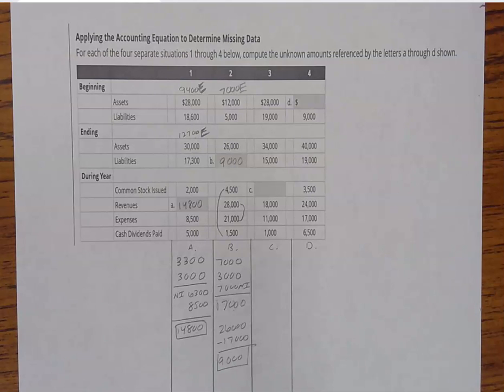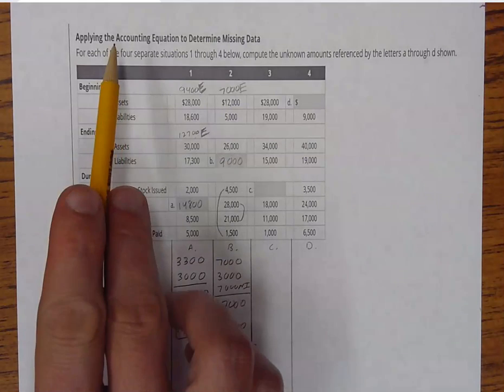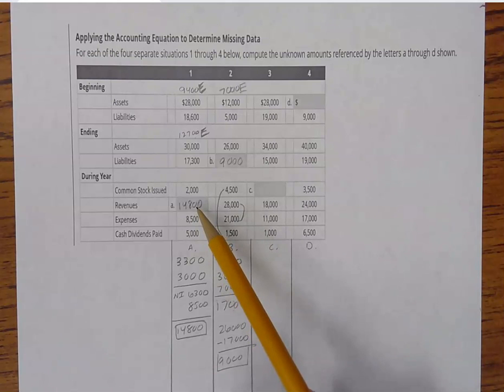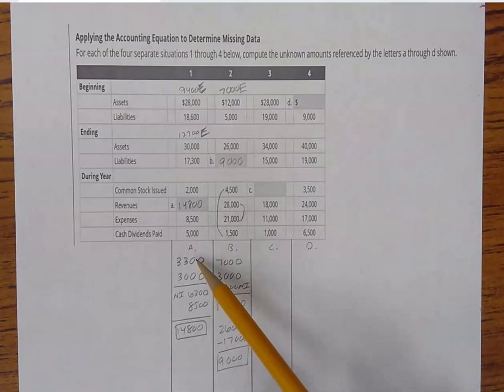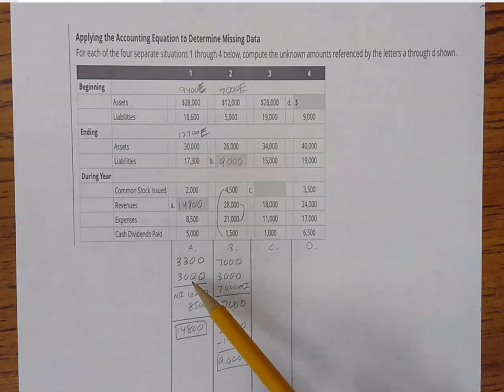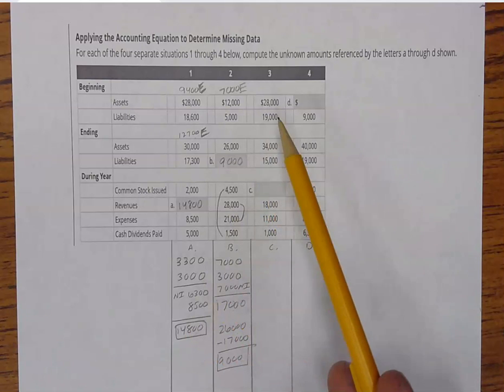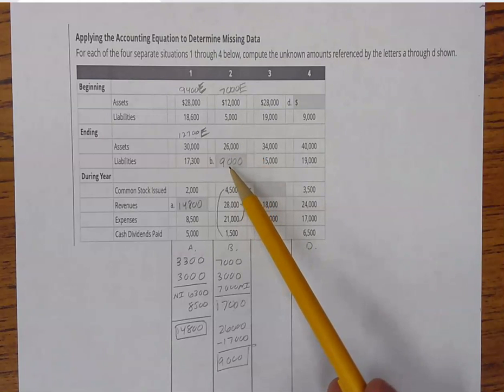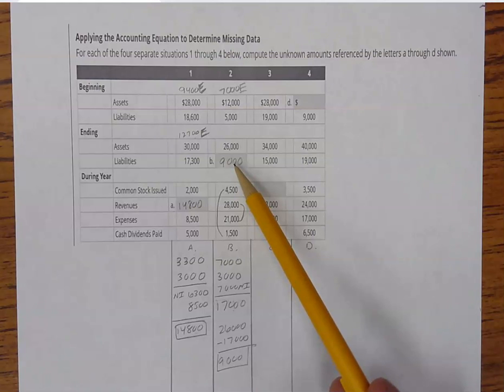All right, so let's take a look. This is the second video for this exercise, applying the accounting equation to determine missing data. And this is a fairly challenging little exercise. In a previous video, we solved for missing revenues, and you probably have to watch the video, otherwise these numbers may not mean a whole lot to you as far as how we got to the answer. And then in part two, the second part of the first video, we solved for ending liabilities.